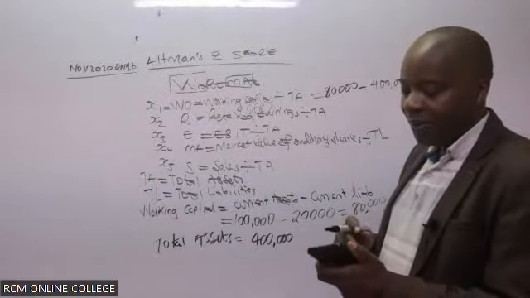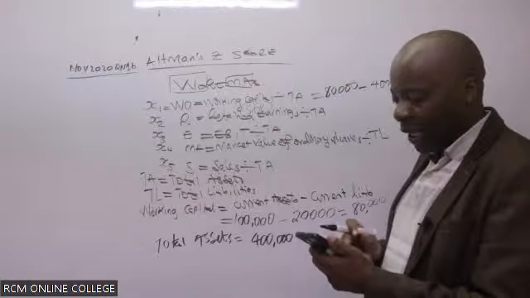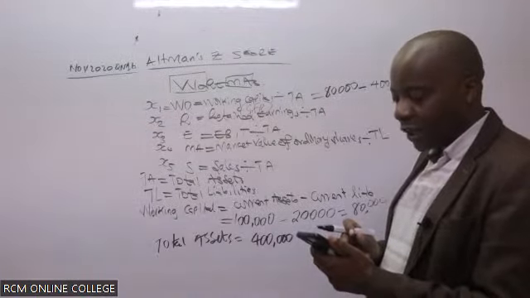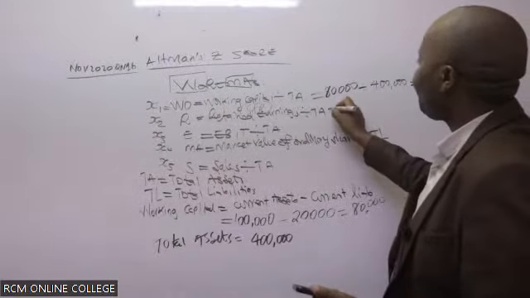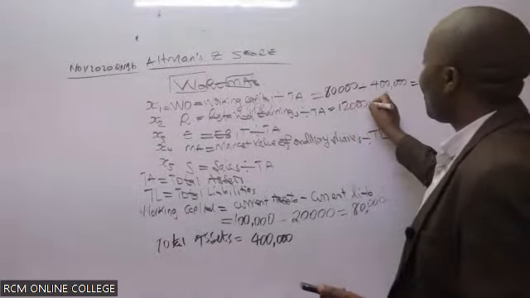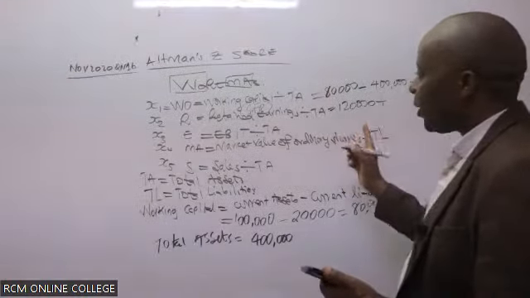Are you able to see that amount, ladies and gentlemen? Are you able to see the retained earnings in the balance sheet, the statement of financial position? Yes, I can see 120,000. 120,000 divided by, again, total assets.